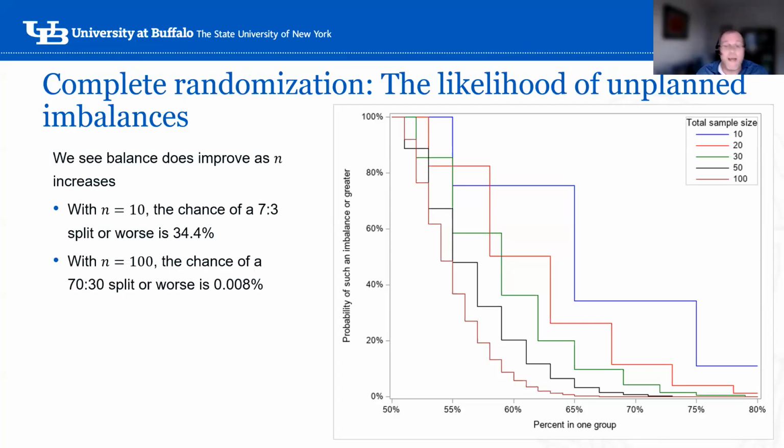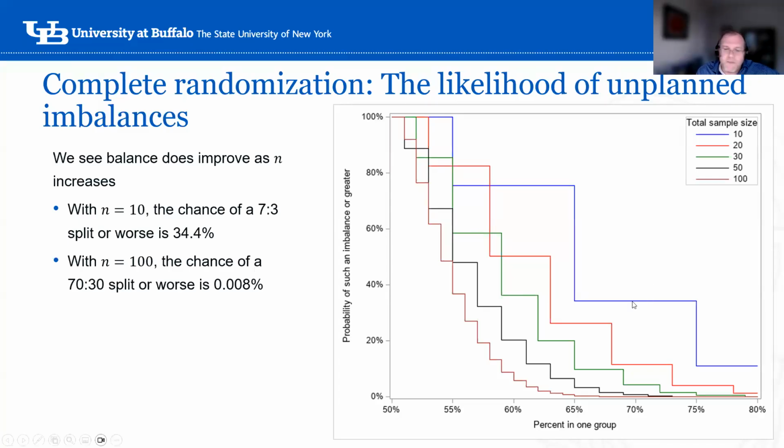So I can go ahead and actually calculate these probabilities. This graph you see here at the right, on the x-axis, you have the percent in one of my groups. And then the y-axis, you have the probability of such an imbalance or greater. And so if I have a really small trial of, say, 10 people, and this would be more something like you might have with a pilot clinical trial where you're assessing feasibility.